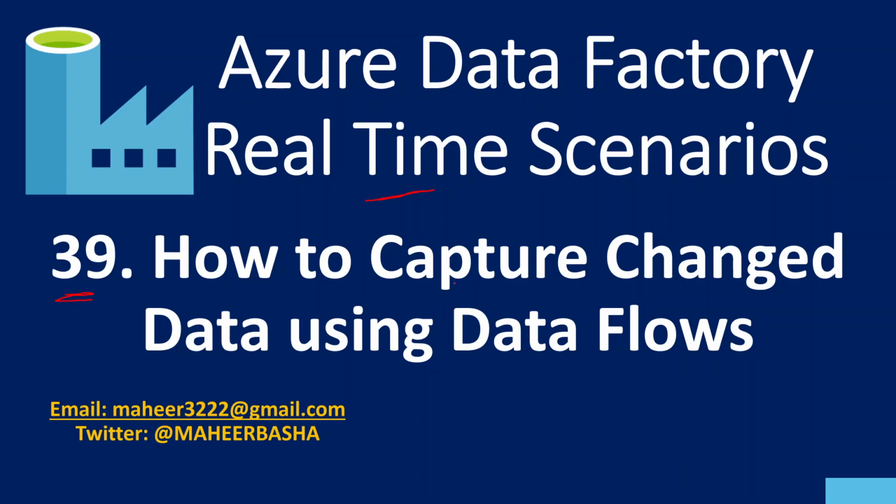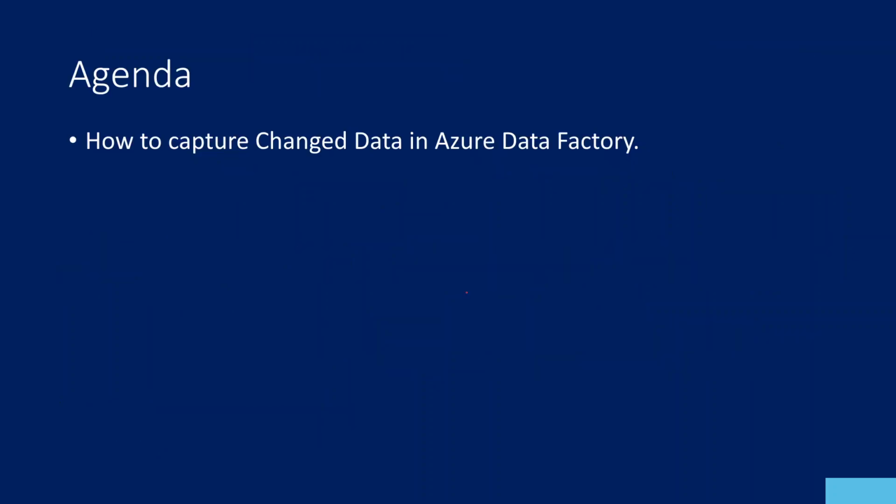In this video, we are going to discuss how to capture changed data using data flows. That means let's assume you have a source and you have a destination. Now you want to make sure, by comparing source data and destination data, whatever data changed in the source, you take only that changed data and then do your further processing. So how to capture that changed data using data flows in Azure Data Factory? This is what we are going to discuss in this video.